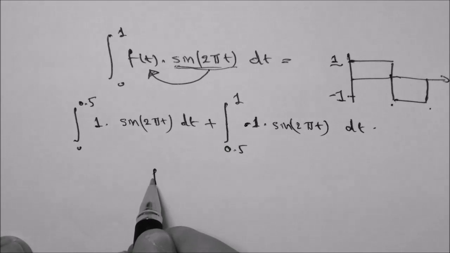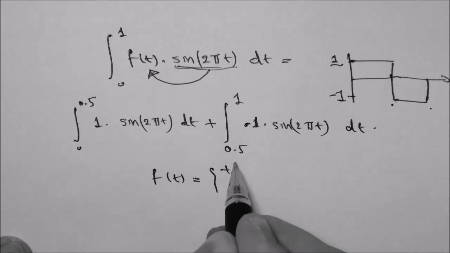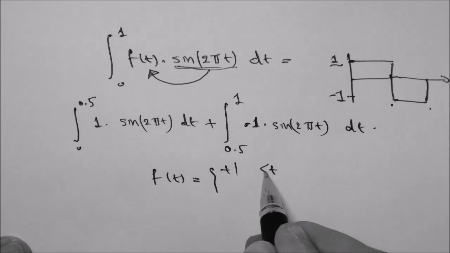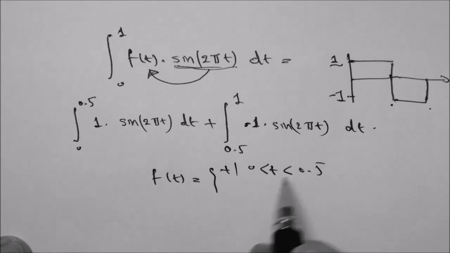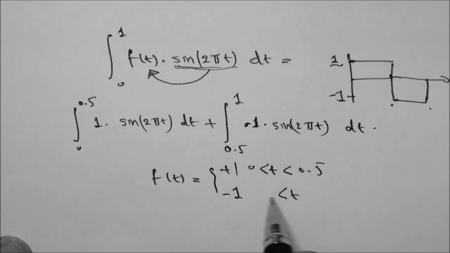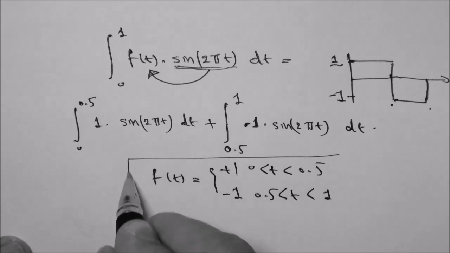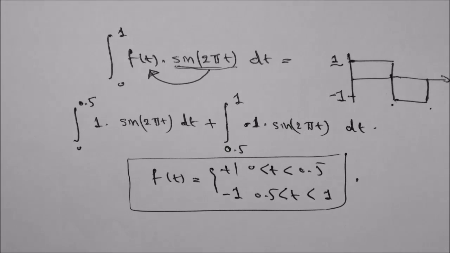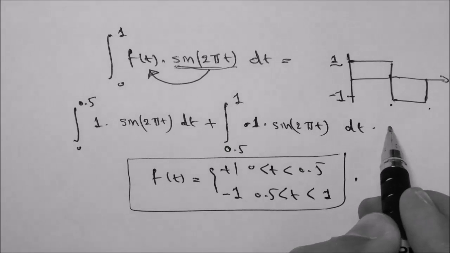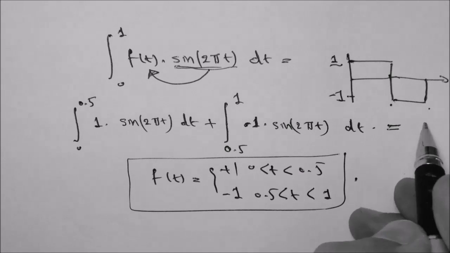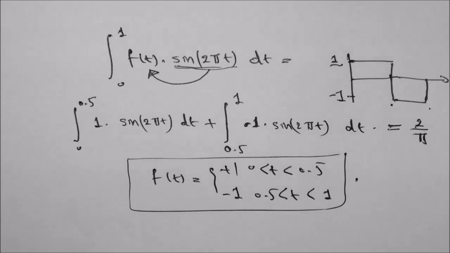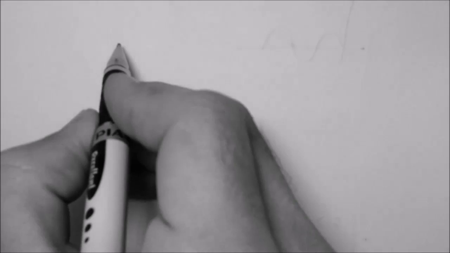So we can say that f of t equals plus 1 when t is larger than 0 and less than 0.5, and equals minus 1 when t is larger than 0.5 and less than 1. This is the definition of f of t during a single period only. So when you evaluate this integral, you'll find out that the result of this integration is 2 over pi. Now, what's the meaning of the result of this integration?